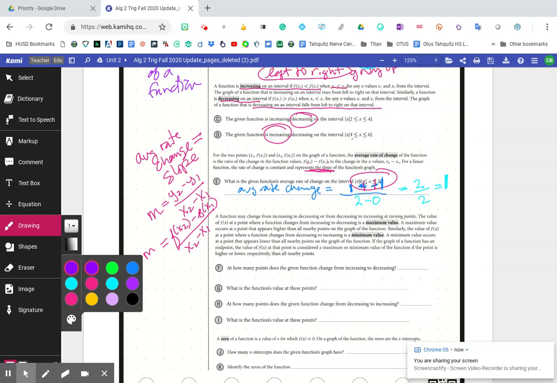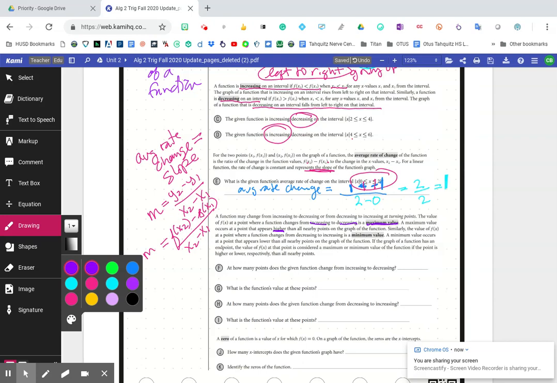All right, so a function may change from increasing to decreasing or decreasing to increasing at turning points. The value of f of x at a point where a function changes from increasing to decreasing is a maximum value. So when you go from increasing to decreasing, it's at a maximum. A maximum value occurs when the point appears higher, so maximum is higher than all nearby points of the graph of the function.